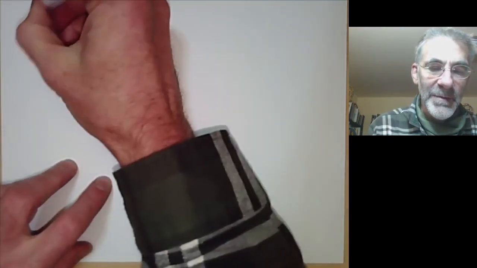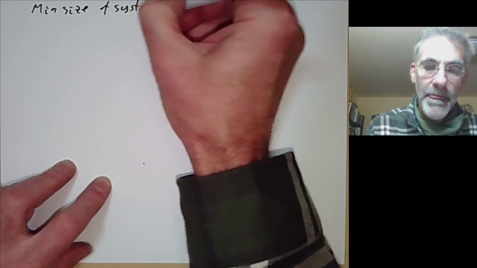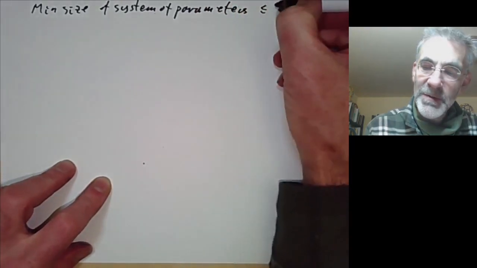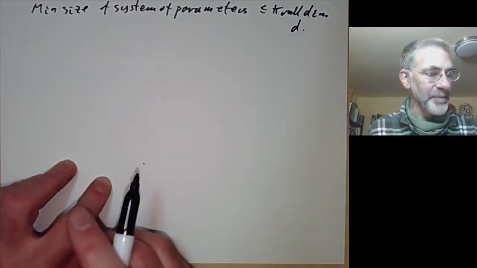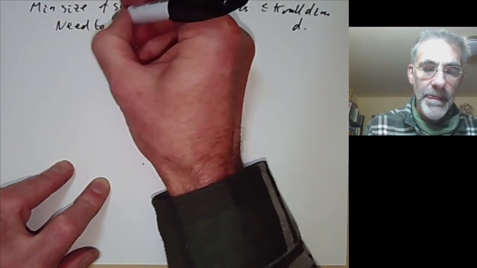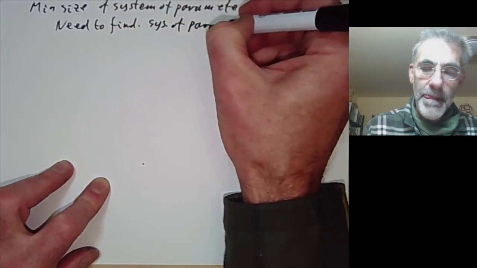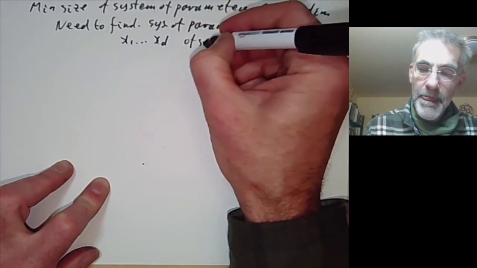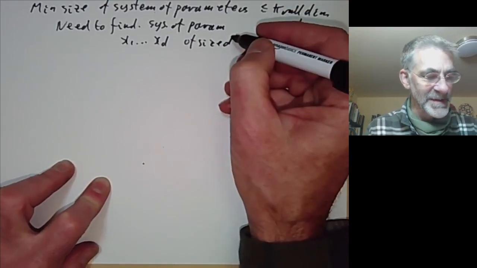We want to prove the minimal size of a system of parameters is less than or equal to the Krull dimension. Let's call the Krull dimension d. So, given a Krull dimension d, we need to find a system of parameters x1 up to xd of size d. Well, we only need less than or equal to d, but we'll actually find one of size d.